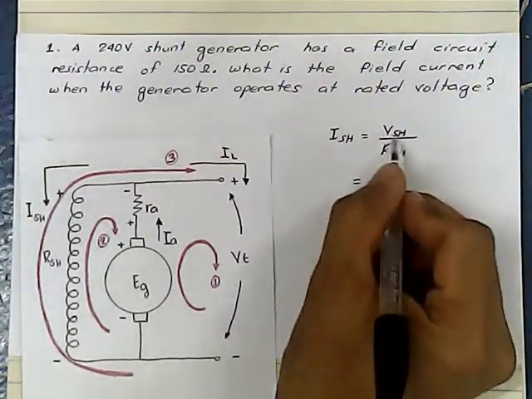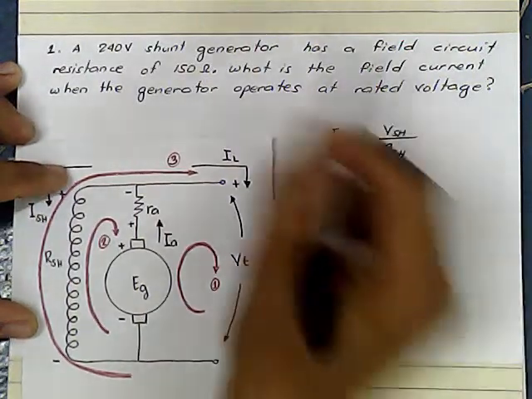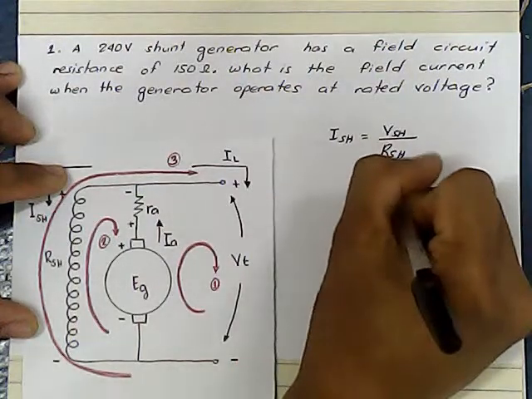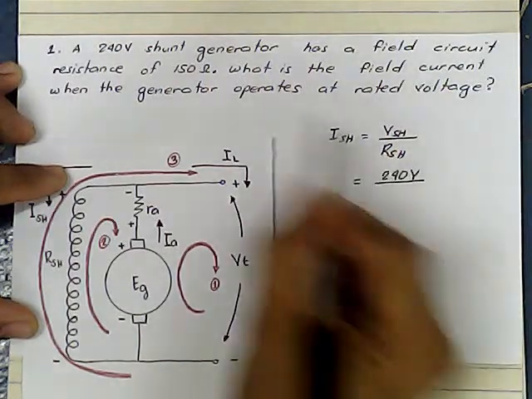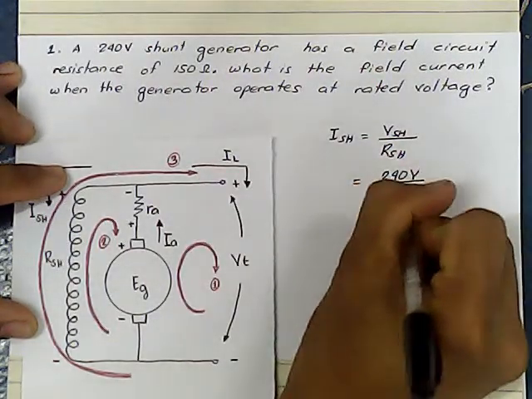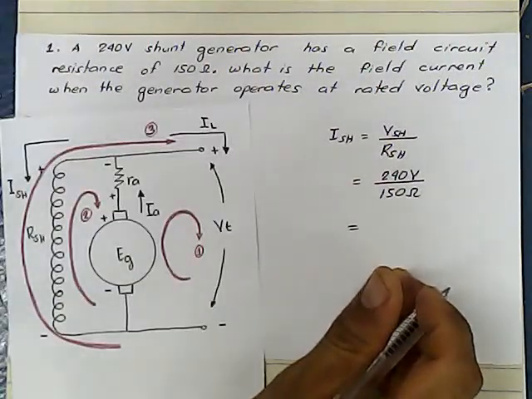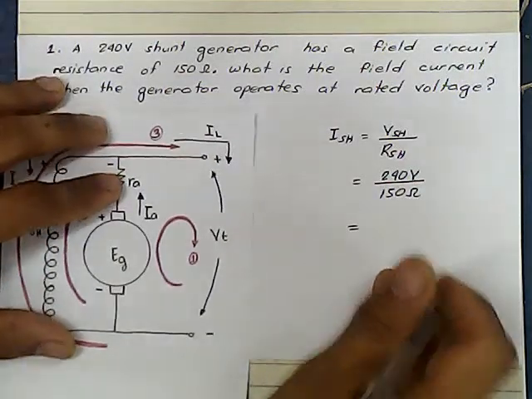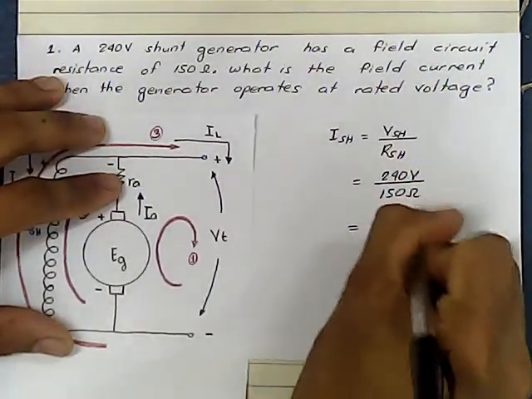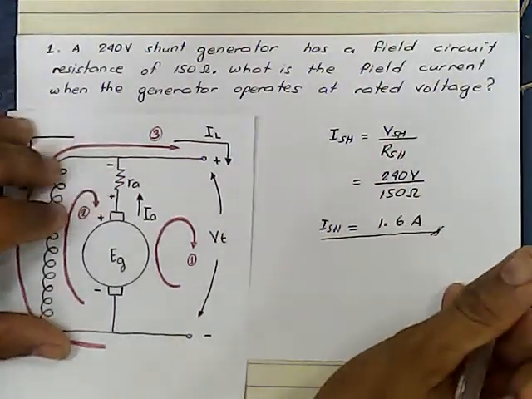So to get this one, VSH natin, okay, it is equivalent to the rated voltage. The rated voltage is 240 volts. So 240 volts, divide natin ito ngayon, RSH, which is 150 ohms. So check natin, 240 volts, divide that by 150. This is equivalent to 1.6 ampere. So, ito yung magiging sagot natin dyan.